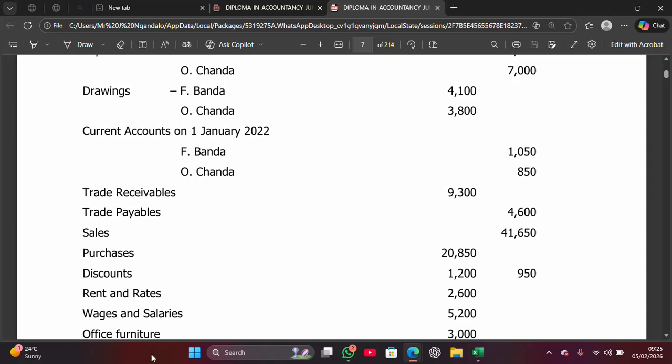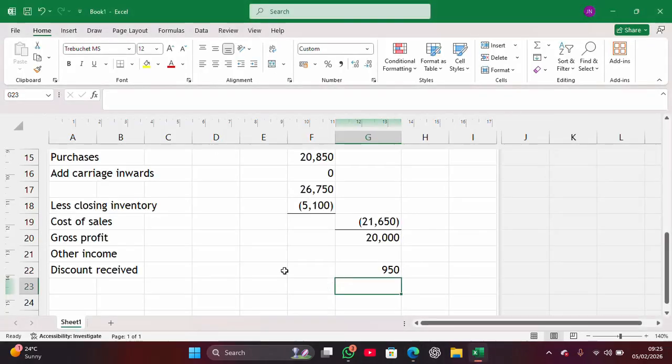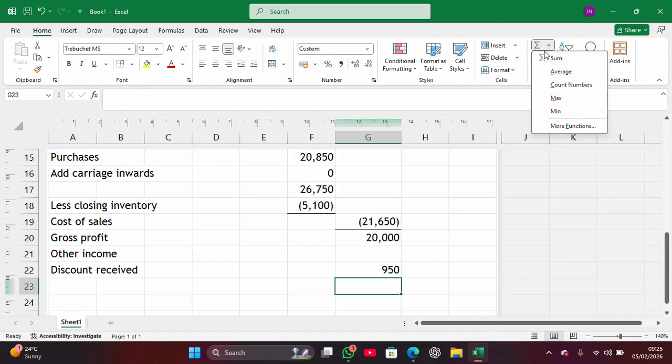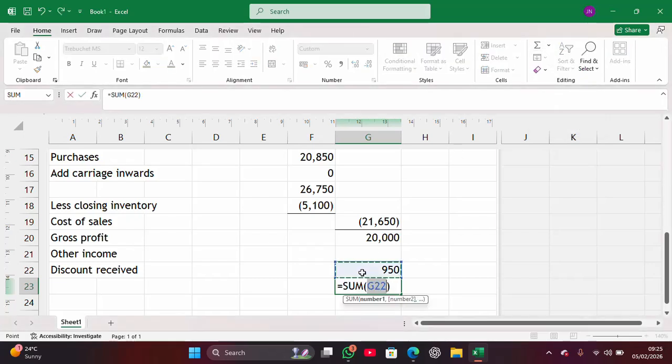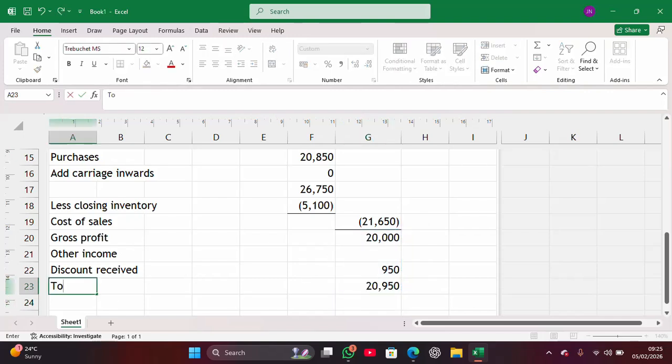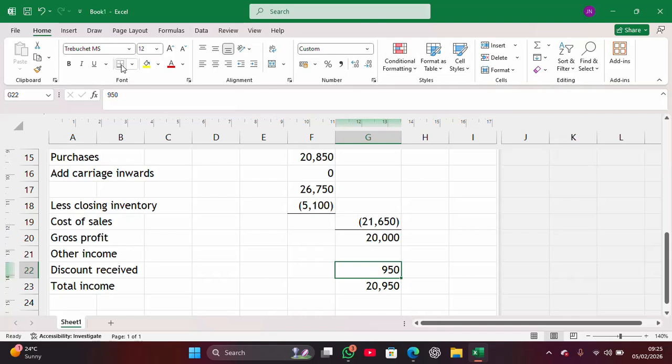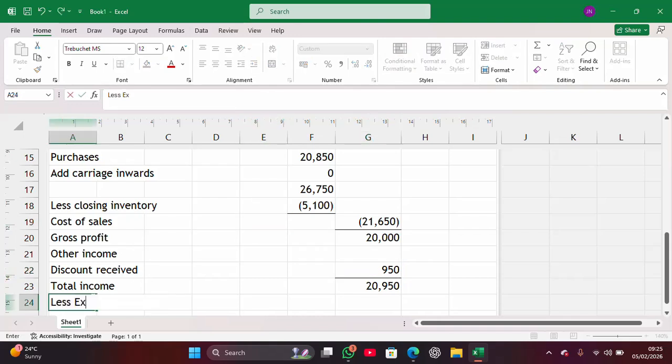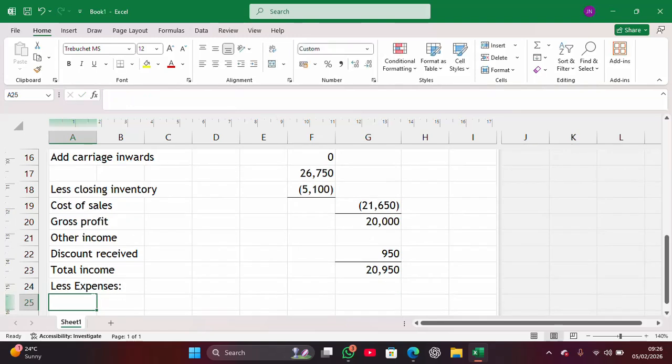So let's remind one another about this other discount, which is an expense. The question was not very complicated, so we hope that we'll not struggle to balance it. Okay, there we go. I can call this total income, although you will not be penalized if you don't call it anything. So now we're going to less expenses.